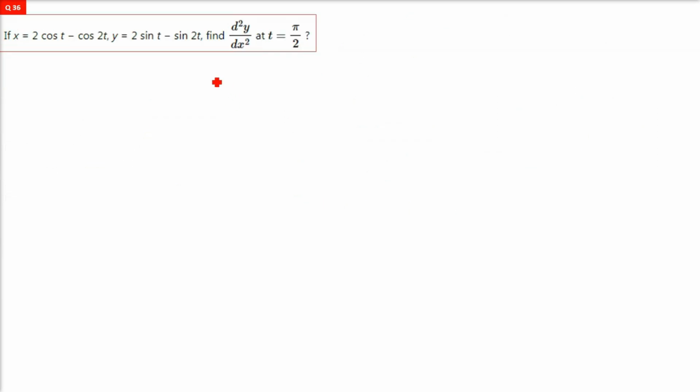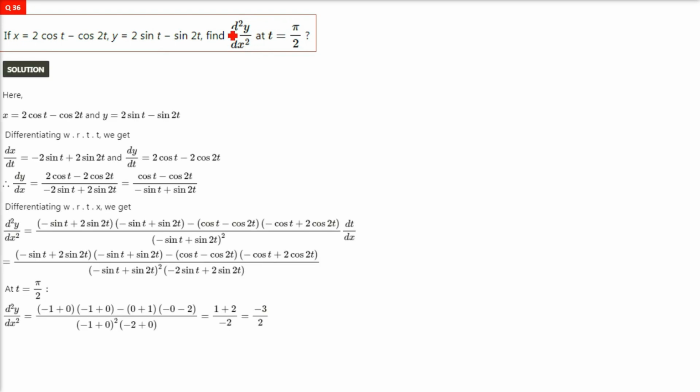Now this is x equals cos t minus cos 2t, y is equal to 2 sin t minus sin 2t. We have to find d2y/dx2 at t equals pi by 2. This is a parametric form. Now the solution is quite easy, and in the final result, whatever it comes, wherever t is there, you have to replace it by pi by 2. Okay, so this is quite easy. Just differentiate and replace the value.